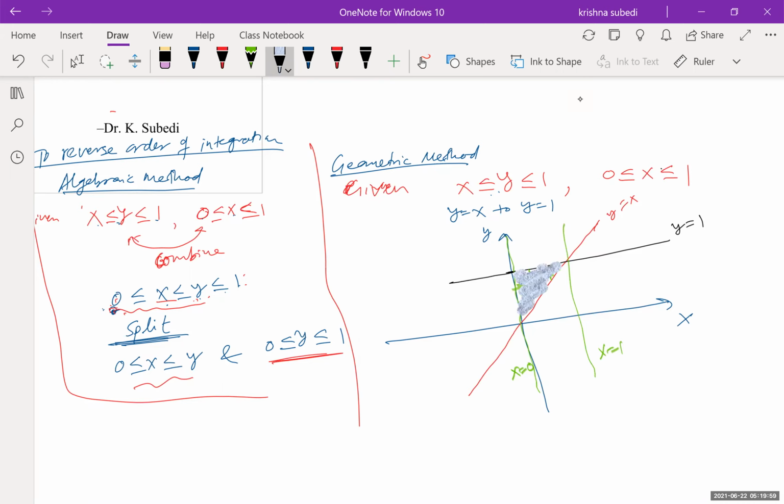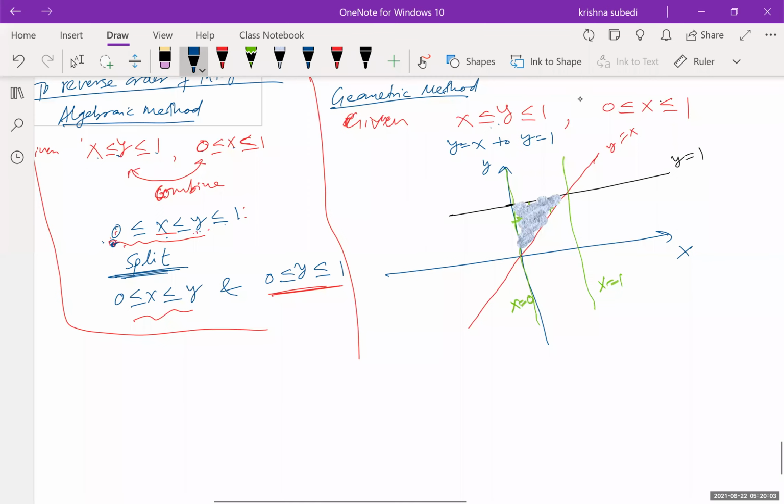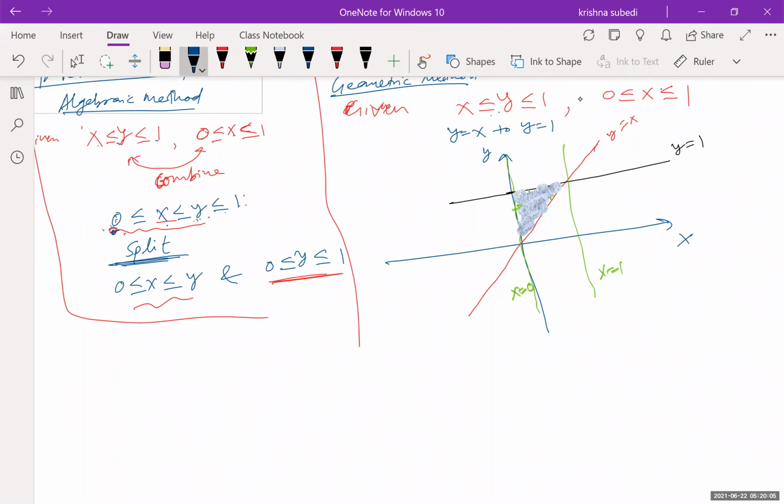Okay, that is the region of integration. Now, to figure out the limit, what you can do is, earlier in this case, it is given that y equals to x to y equals to 1. So it was given like that. We started with y equals to x to y equals to 1. Now we switch. Starting is y equal to x, and ending y equals to 1 and x equal to 0.